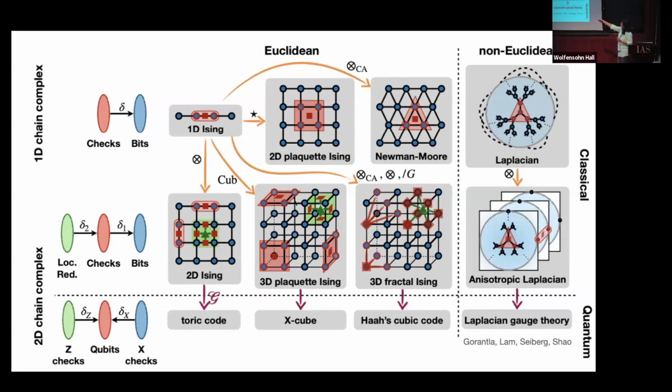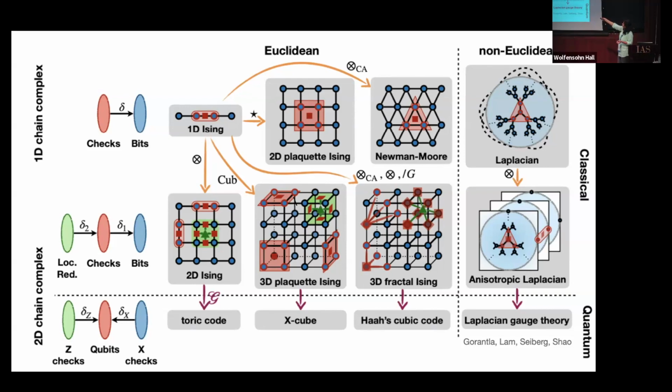So I go from 1D Ising, I take the tensor product, I get 2D Ising, I gauge it, and I get the toric code. I start from 1D Ising, I take a cubic product, I get the 2D plaquette Ising model, I gauge it, and I get X-cube. If I start from 1D Ising, I take the check product, I get the 2D plaquette Ising. If I gauge it, I get back the 2D plaquette Ising model, because this is just chain complex dimension 1.